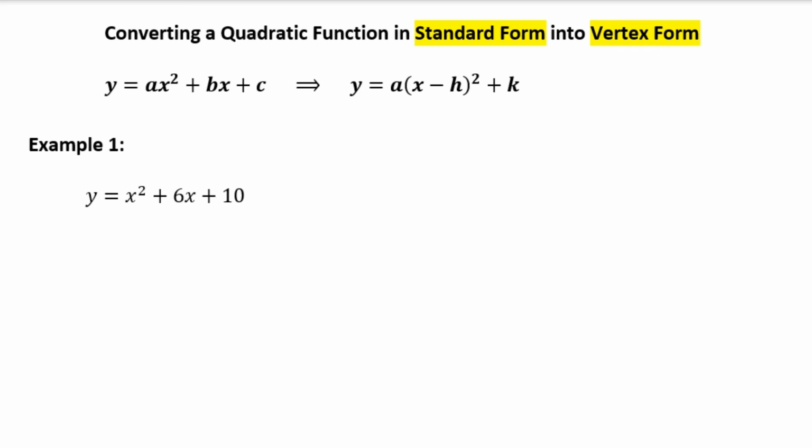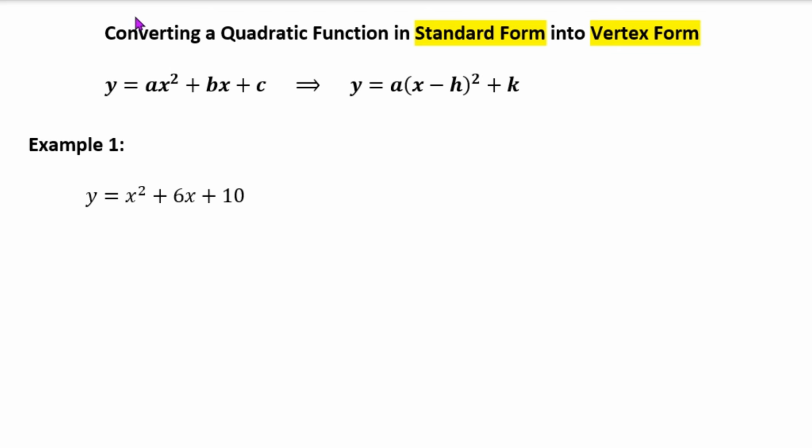Now, how do we exactly convert standard form into vertex form? The most commonly used method is the method of completing the square. To illustrate the method, let us take y equals x squared plus 6x plus 10 as our first example. The first step in completing the square is to make sure that the leading coefficient is 1. So in this case, the leading coefficient is 1.